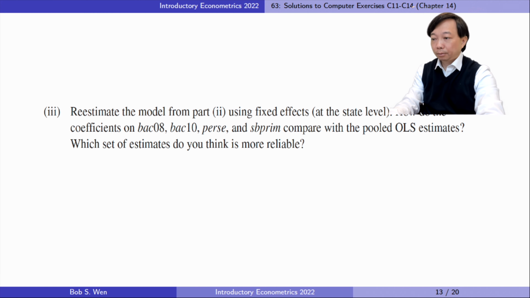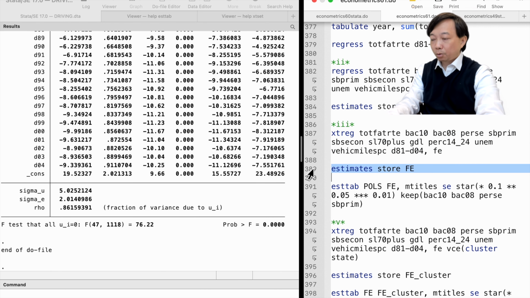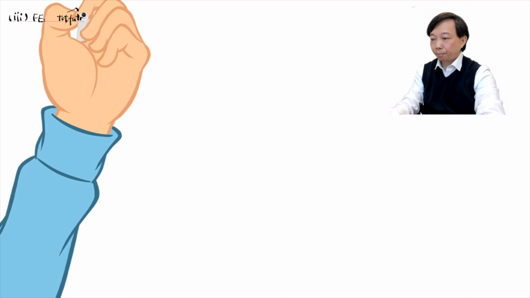In part 3, we re-estimate the model from part 2 using fixed effects at the state level. How do the coefficients on the variables compare with the pooled OLS estimates? Which set of estimates do you think is more reliable? We estimate the model by fixed effects. The estimated equation is as follows.